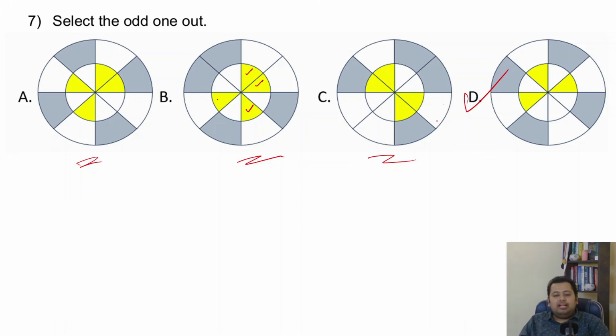The solution to this, or the answer to this, is option number D. Now, why is option number D the correct answer? If you look at the options, you see in all the first three images you have four parts within the inner circle which are yellow in color, right? So this is 1 2 3 4, this is 1 2 3 4, this is 1 2 3 4, but in option number D there are only three, right? So that is why option number D is your correct answer.